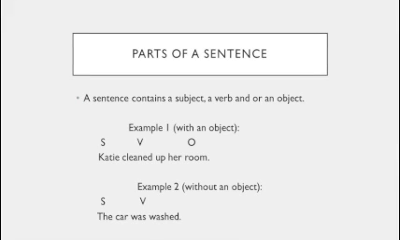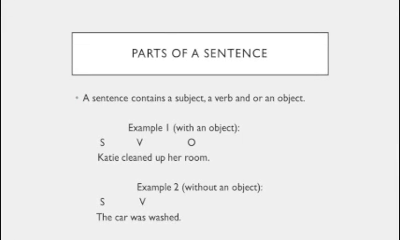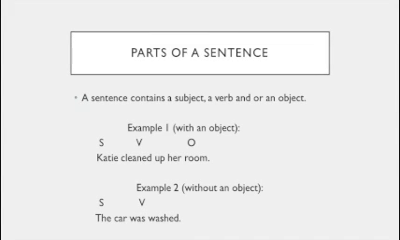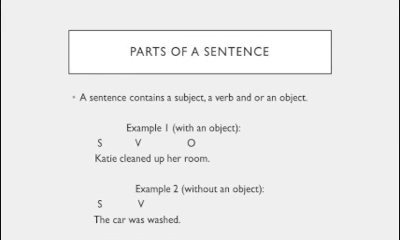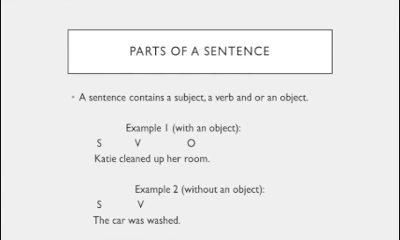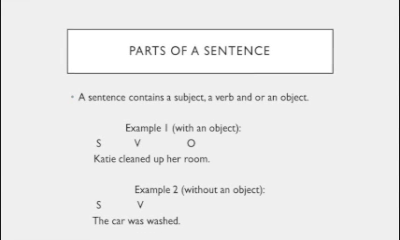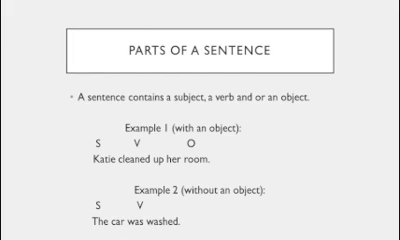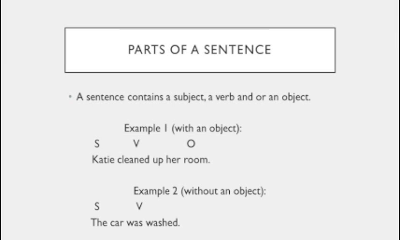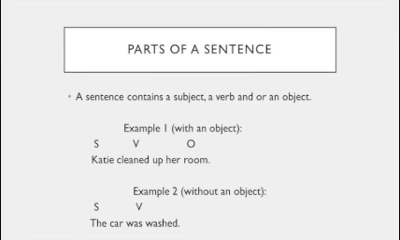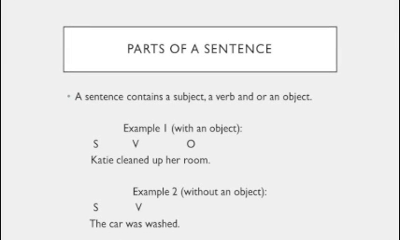Now, for us to do that, we need to know what a sentence is. So we're going right back to basics here. So a sentence contains a subject, a verb, and/or an object. So in our first example, we've got an object. The subject is who or what does the action, the verb is what is being done, and then the object is what the action is done to, or who is on the receiving end of the action.